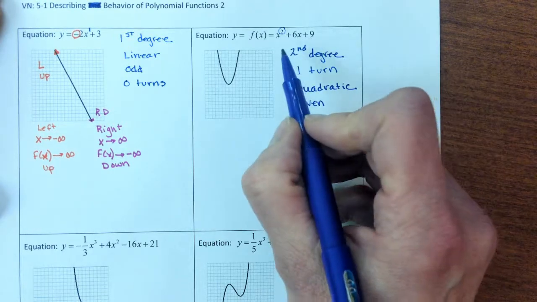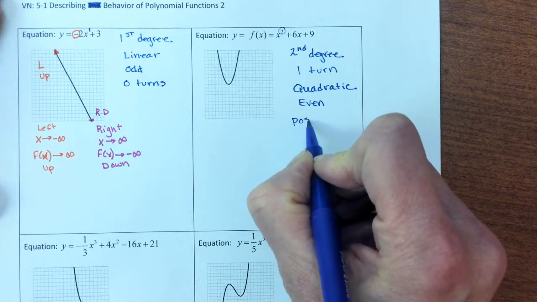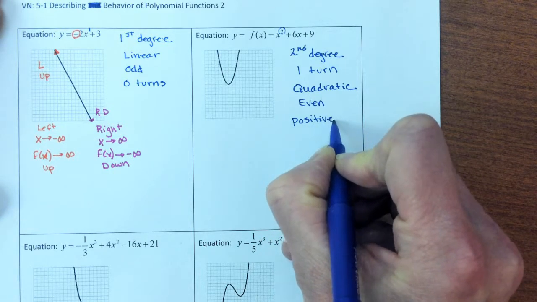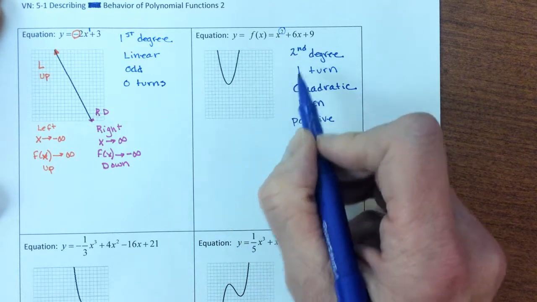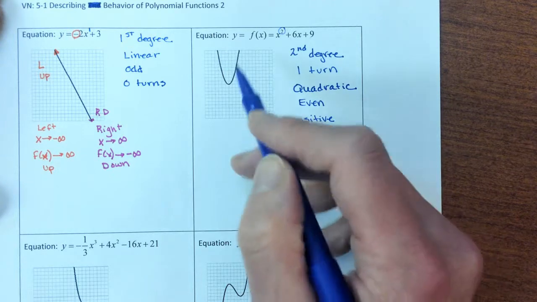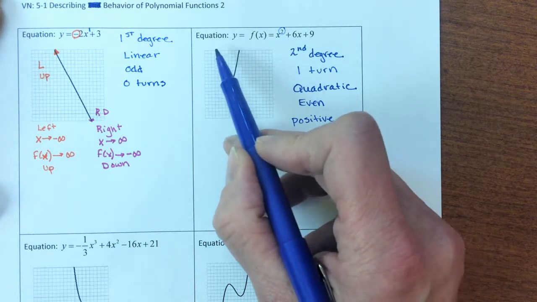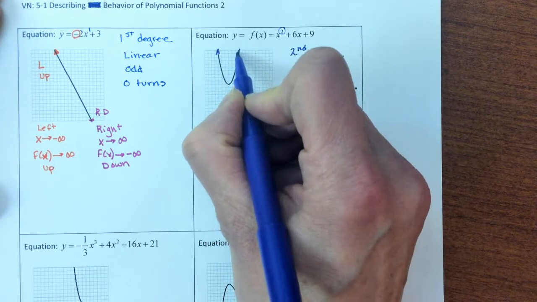And it's also positive. We see that it's positive because the lead coefficient is positive. So for an even degree function that's positive, both ends go in the same direction, and we can see that right here. They're both going up.